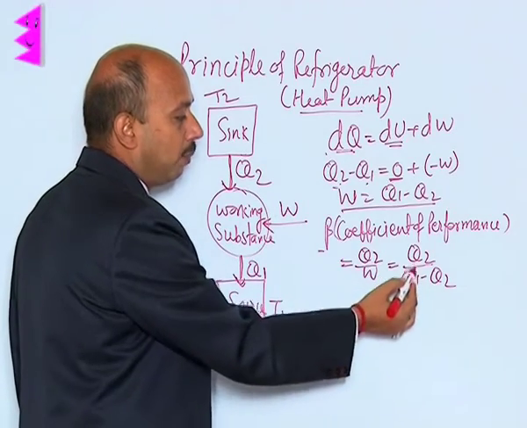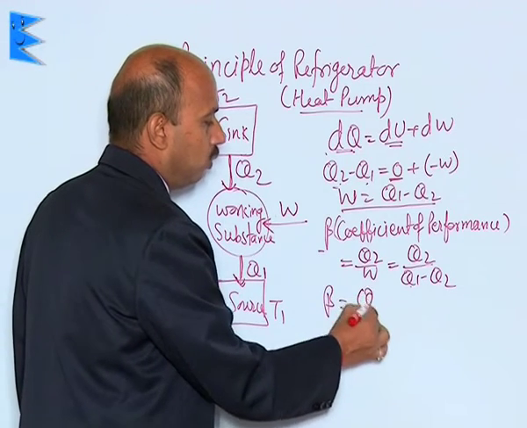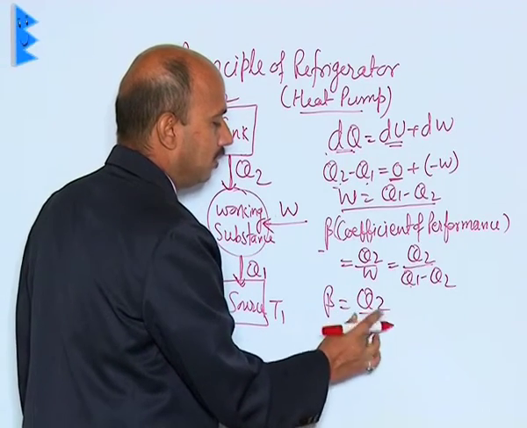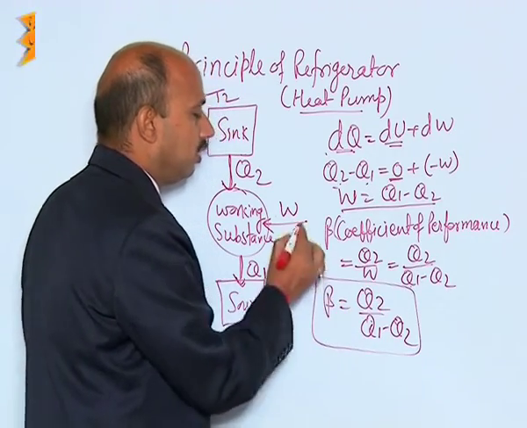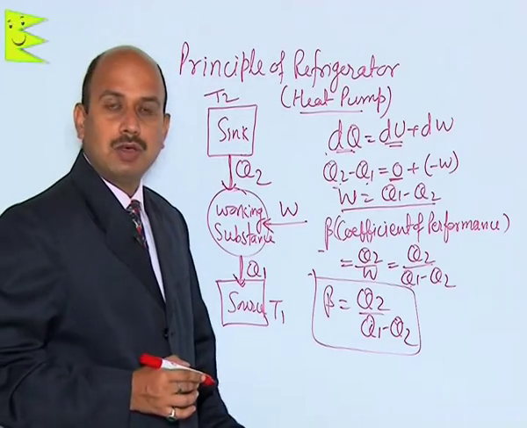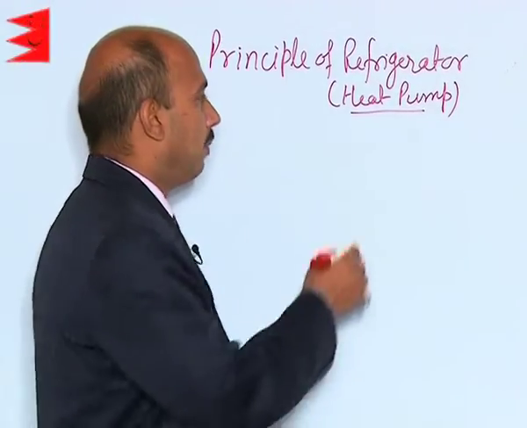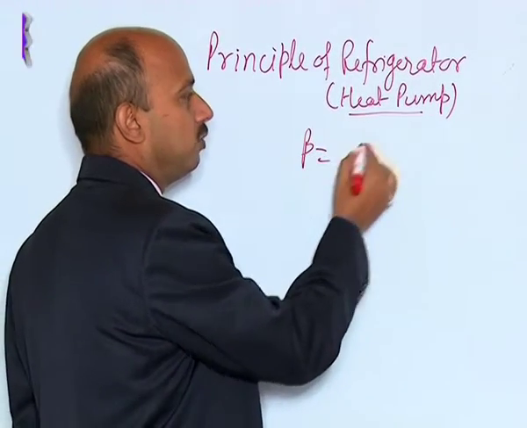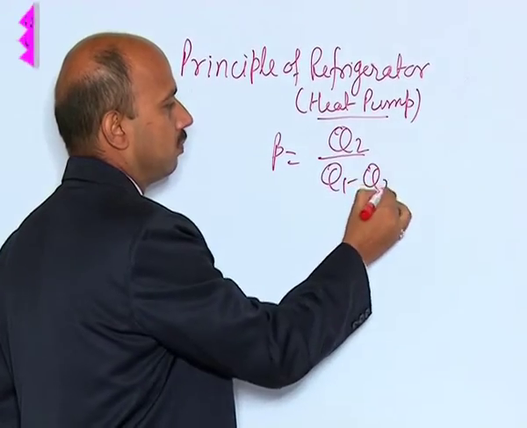So now, Q2 upon Q1 minus Q2. So beta can be written here as Q2 upon Q1 minus Q2. By using this you can calculate the coefficient of performance of the refrigerator. Now see here, we have calculated the coefficient of performance for the refrigerator, that is Q2 upon Q1 minus Q2.